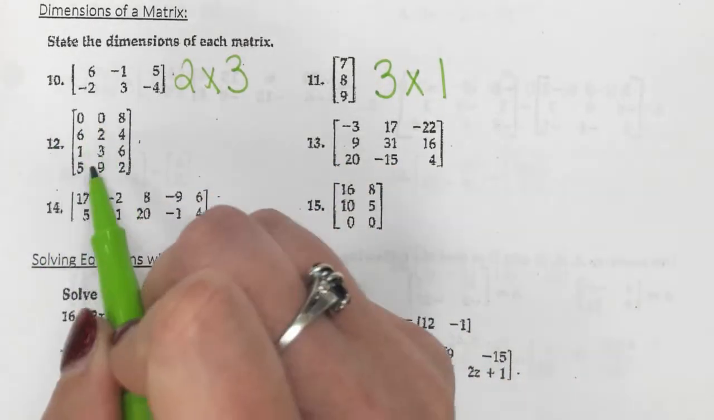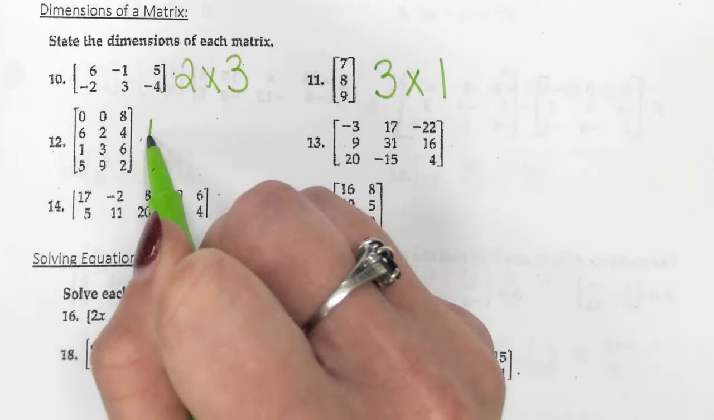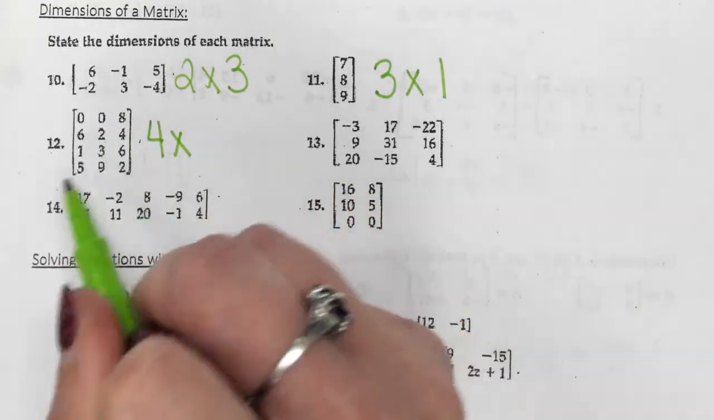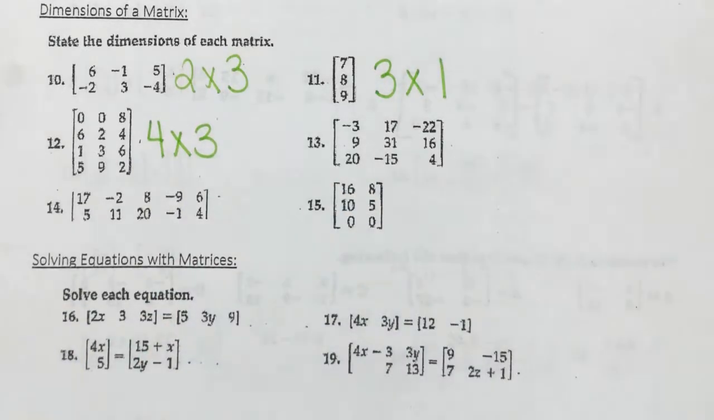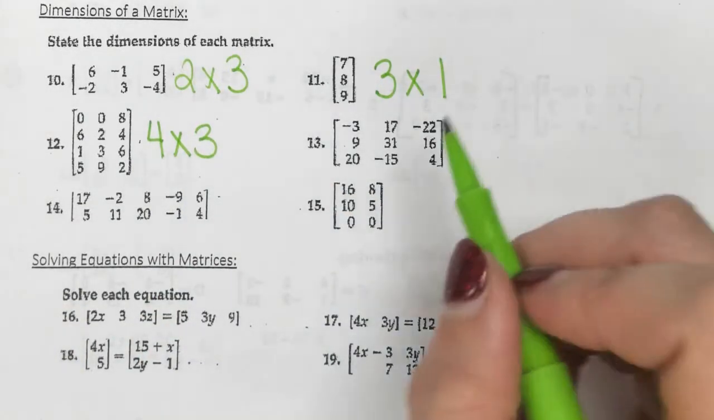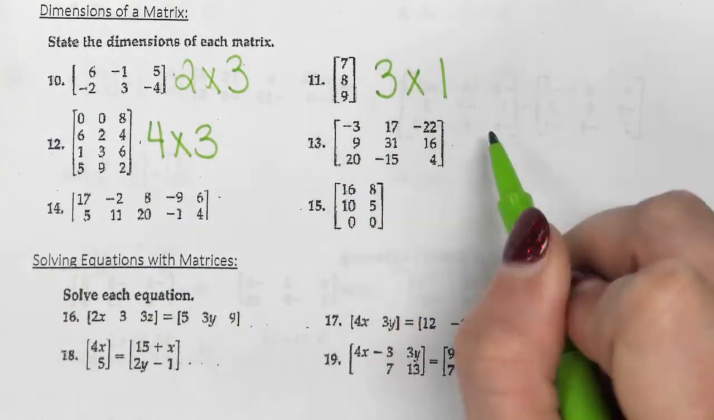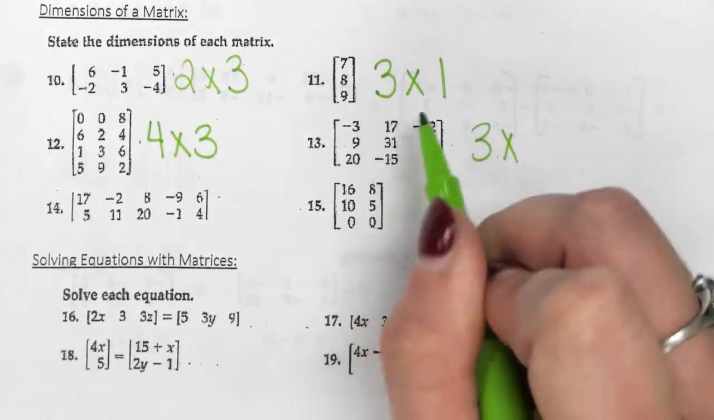All right, number 12. How many rows are there? 4. Rows are left and right. How many columns are there? 3. Columns are up and down. So it's 4 by 3. The next one is 3 by 3. How many rows? 3. How many columns? 3.